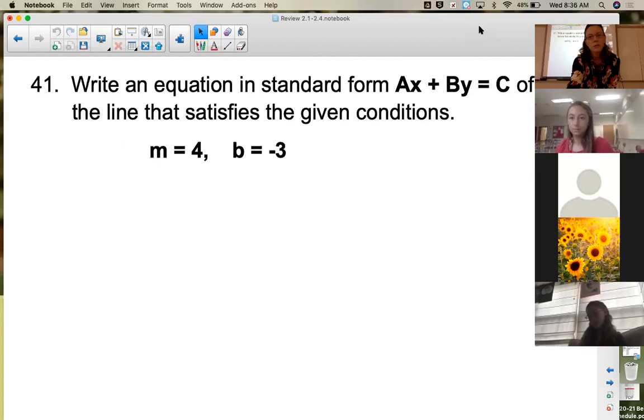All right, so we are going to look at this question, and we're going to see if we can take what we know from the problem, the information they give us, and try and translate that into what it means, and how can we take it and write it in the standard form of the equation that they're asking us for.